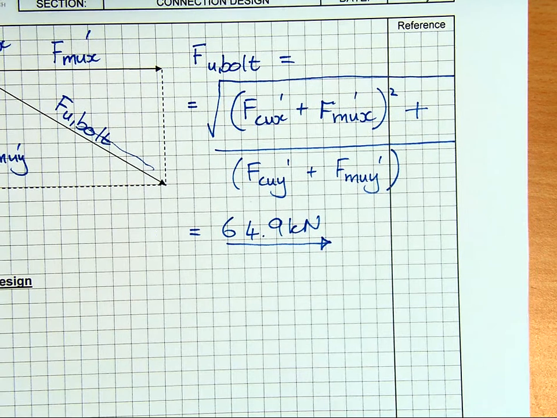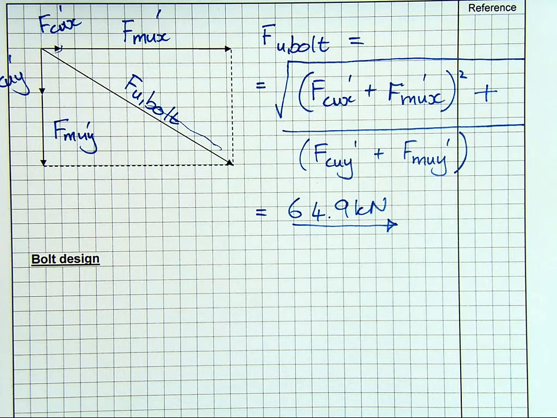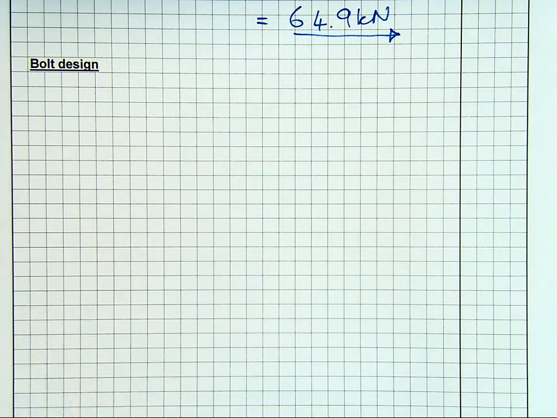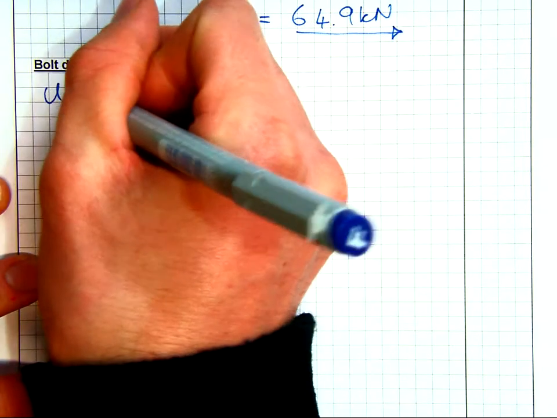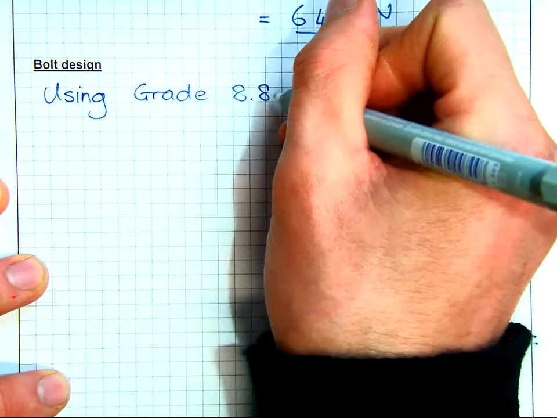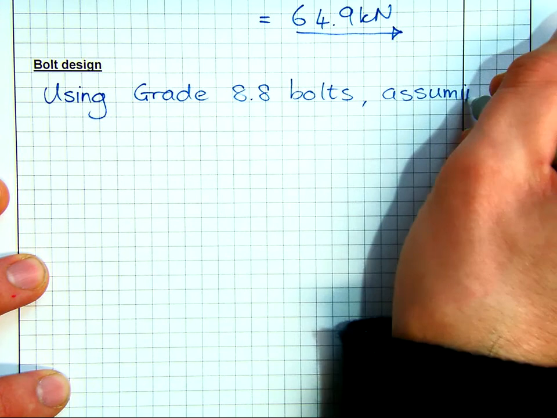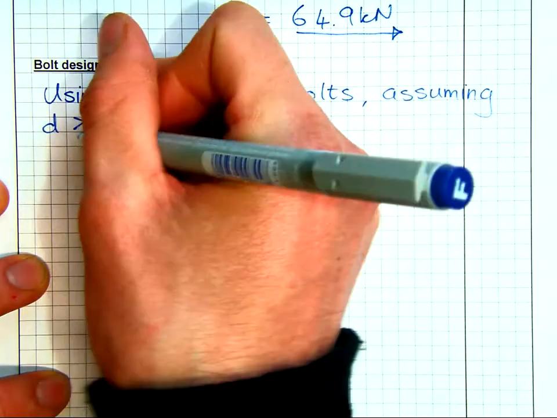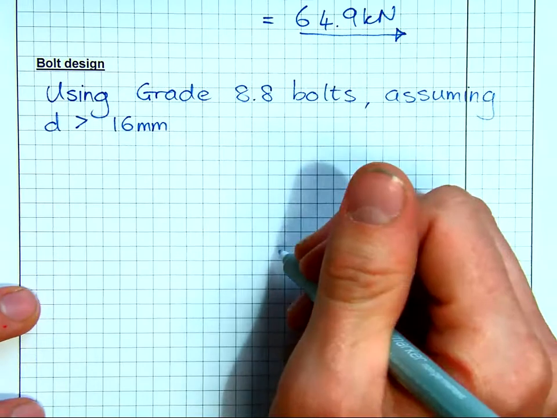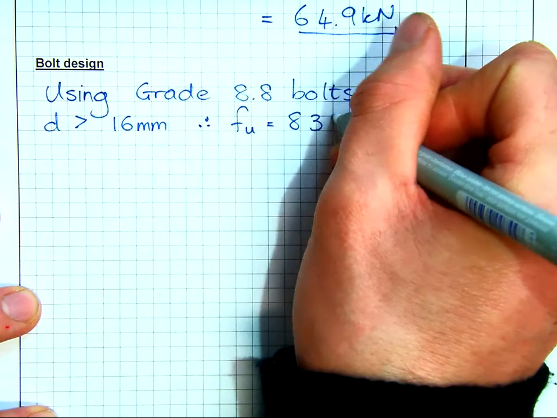And we now need to make sure that that bolt is sufficient for this final resultant force that is applied to our bolt group. So now we're going to go into the bolt design and the bolt calculations. We're going to be using grade 8.8 bolts. And assuming our diameter is greater than 16, because you will see in the guidelines different ultimate stresses between whether it's 16 and below or 20 mils and above. Therefore, our ultimate stress in the bolts is 830 MPa.